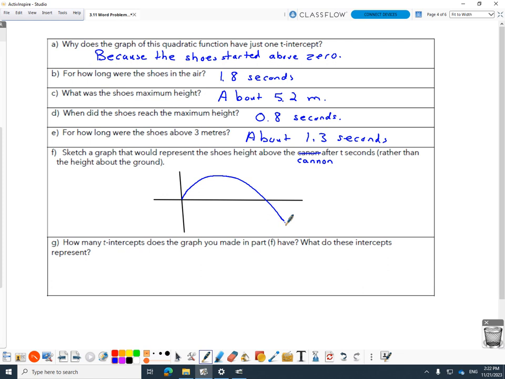Yeah? How many intercepts does this have? 2. It's got 2 t-intercepts. And what do these intercepts represent? Where the shoes were level or even, you could use the word even, with the cannon.